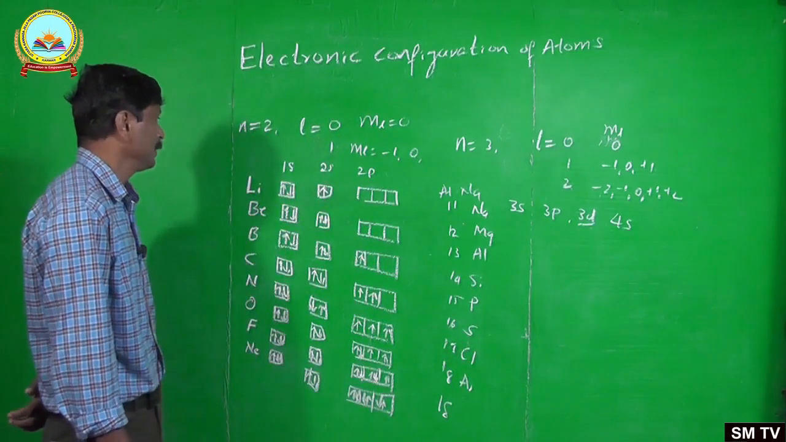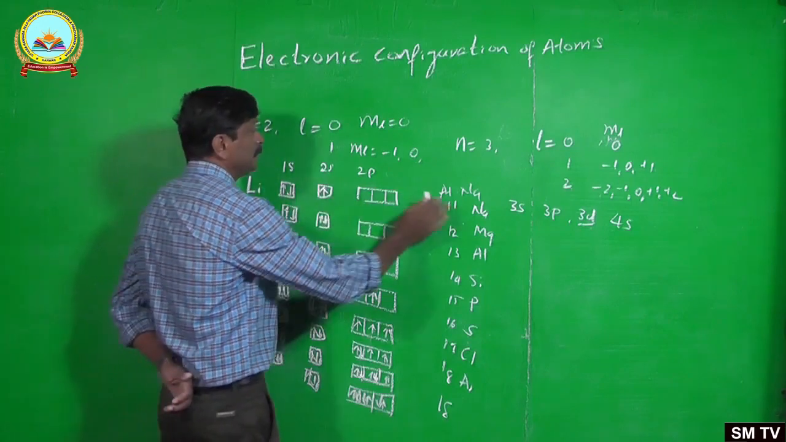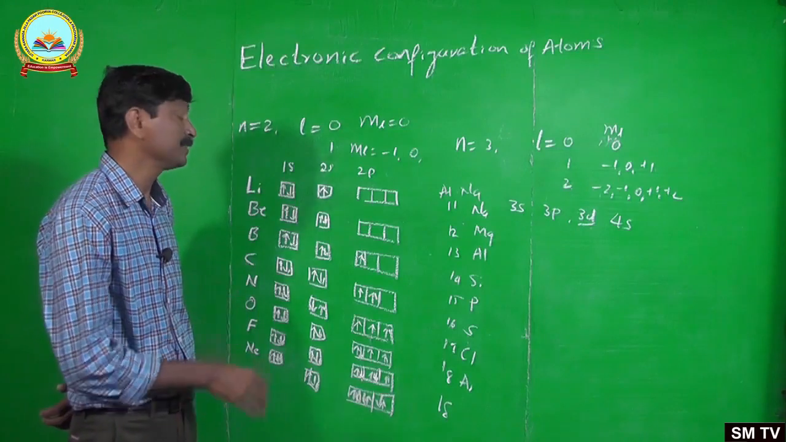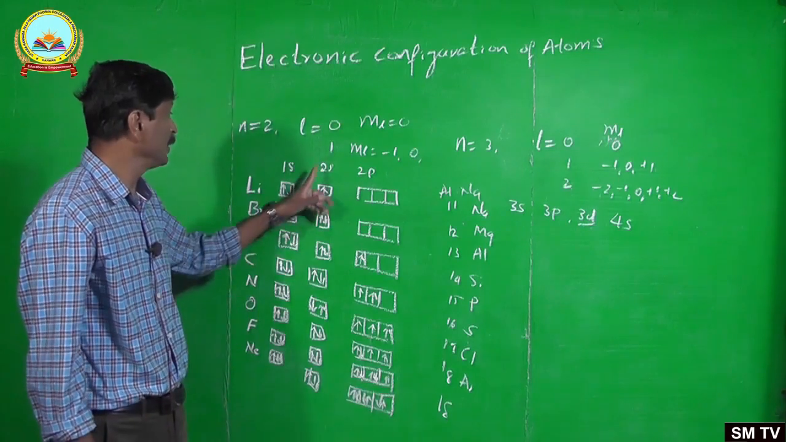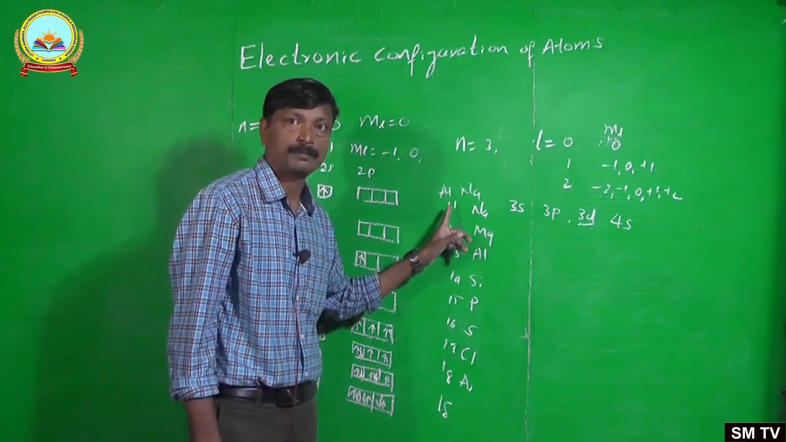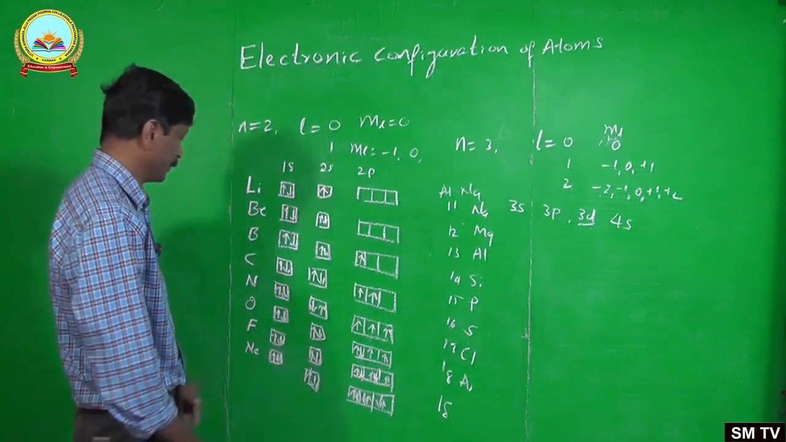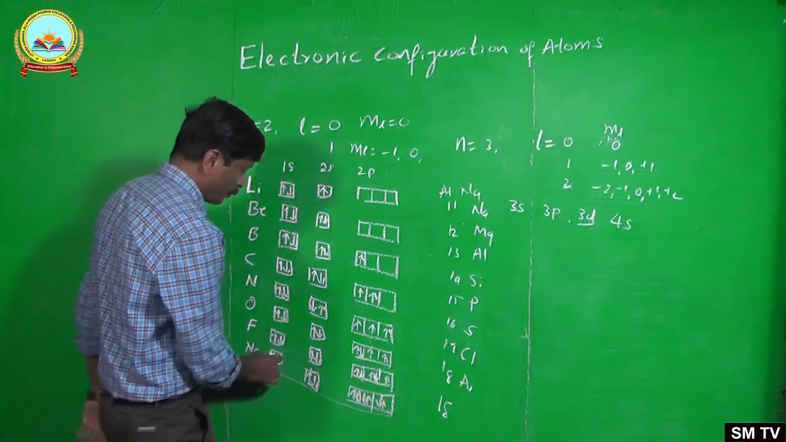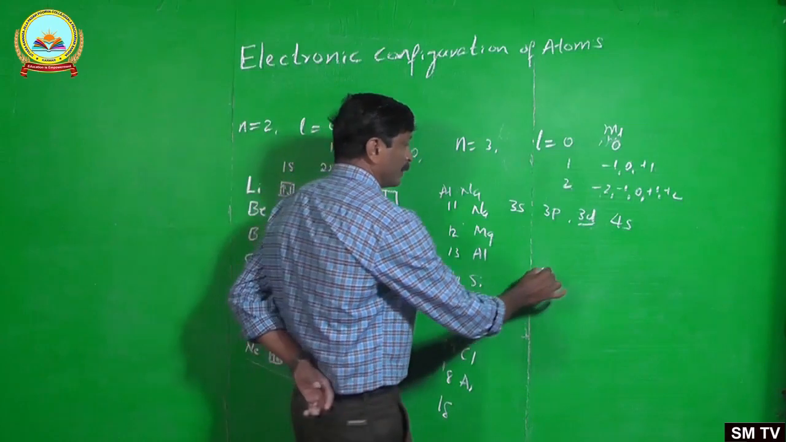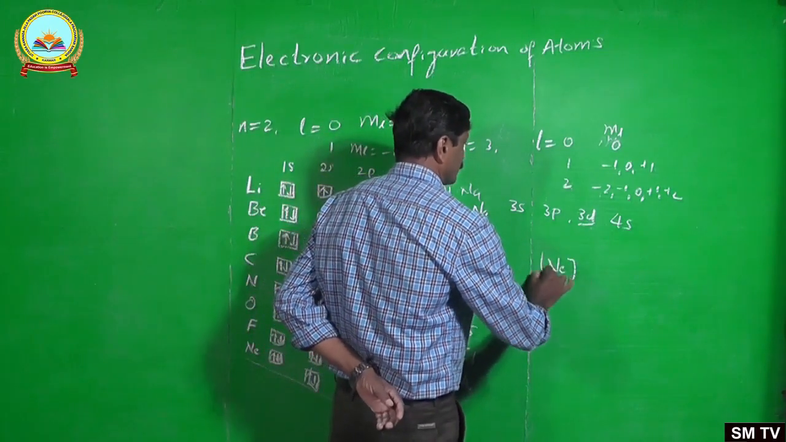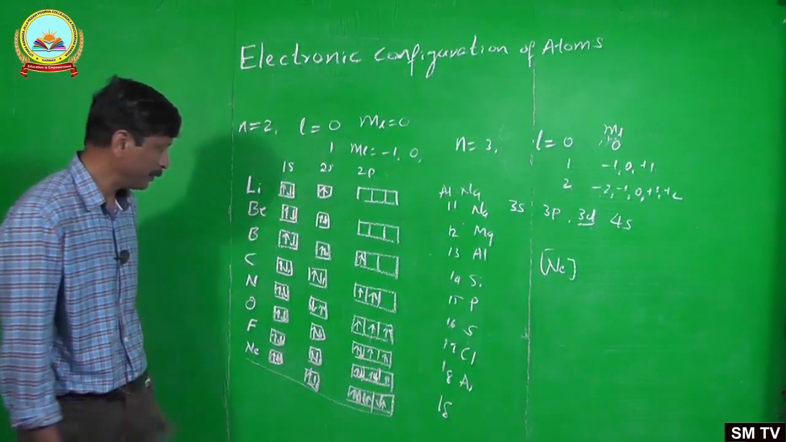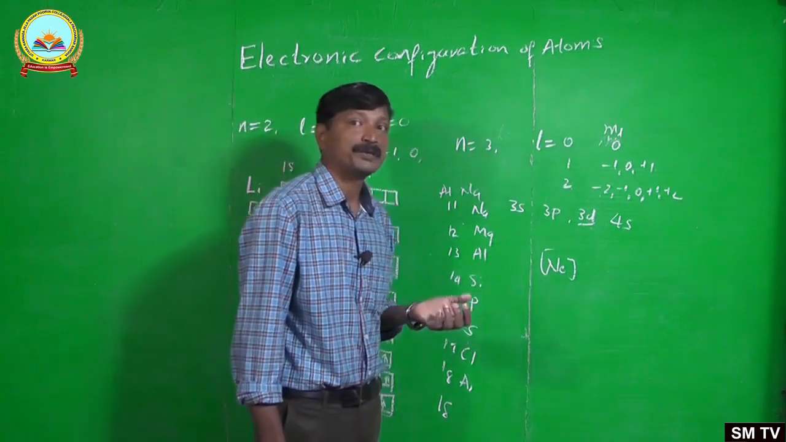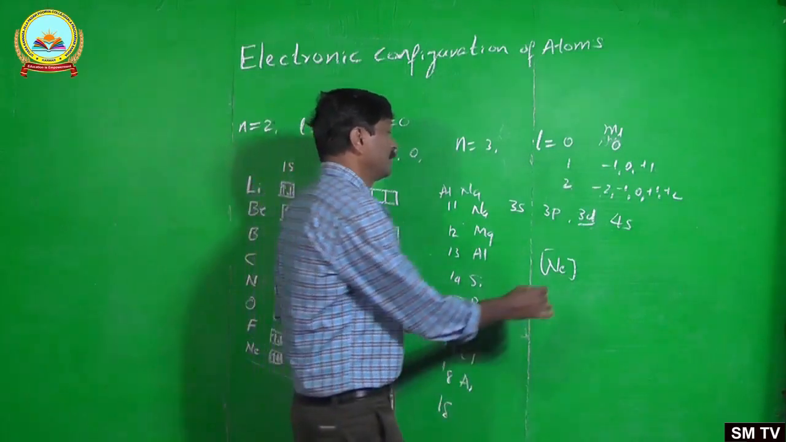Here the outer electronic configuration of lithium and sodium is the same. Here it's 2s1, here it's 3s1. Now look at this one. This orbital is filled up. This is called the inner core electrons. For sodium, the inner core contains a neon configuration. In sodium, how many electrons does the inner core have? 10 electrons. That means a neon configuration. The valence shell is what? The 3s1.